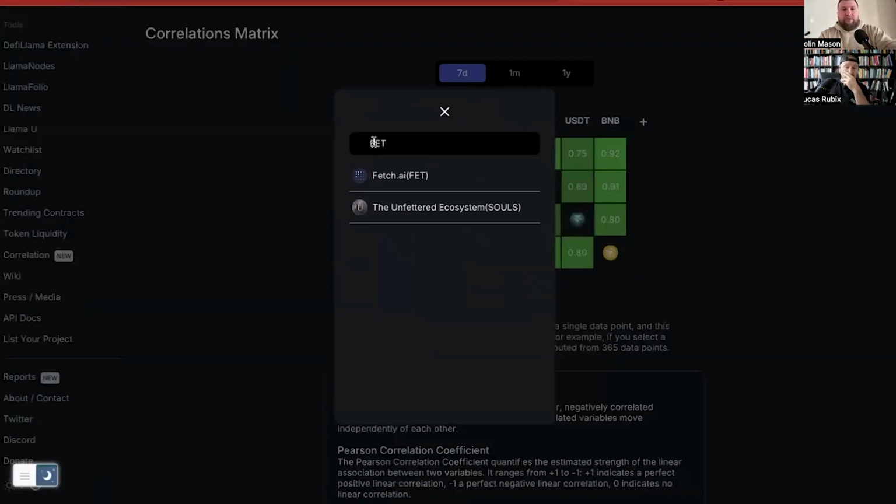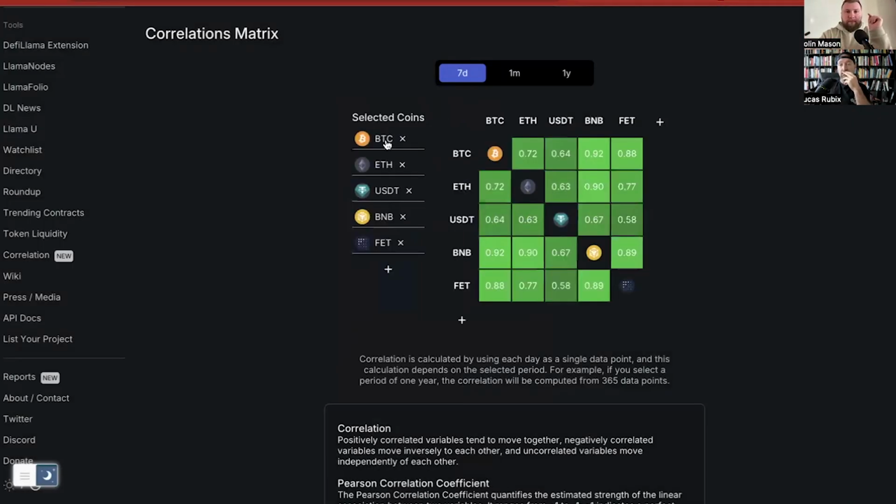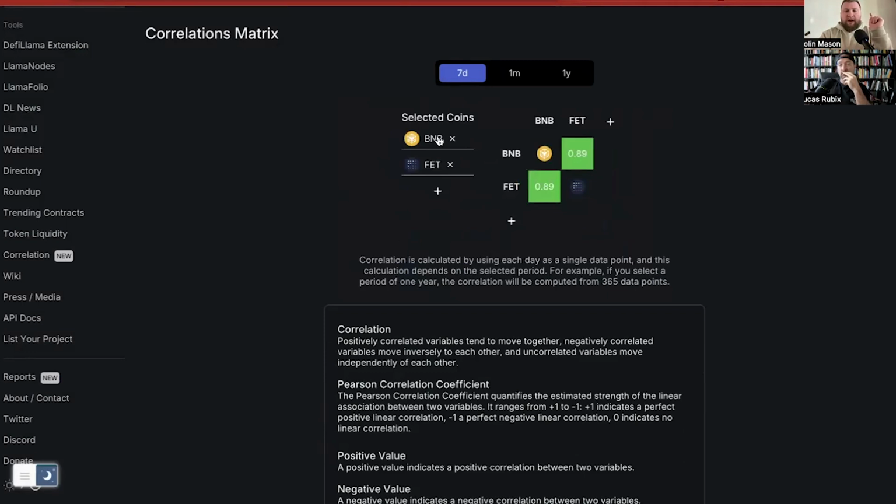And so I'm just going to search Fetch here, and I'm going to get the two assets we're looking at. So we're looking at BNB and Fetch, and what DeFi Llama does a great job of is it takes 3 different time frames for us to look at. The 7-day time frame, a shorter time frame, a 1-month, 30-day time frame, and then a 1-year time frame.